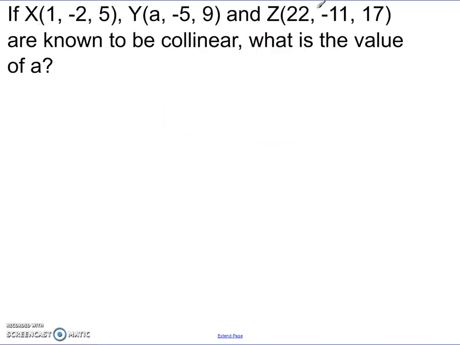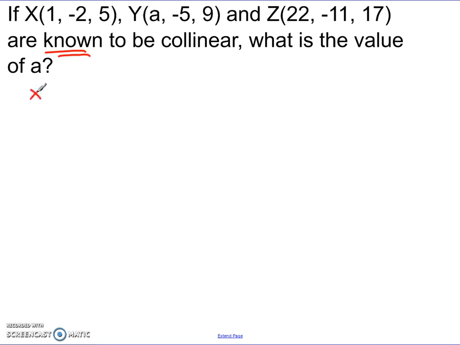Second one, X, Y and Z are known to be collinear. What is the value of A? Well, the key thing here is they're known to be collinear. So if I take any pair of the vectors, they're scalar multiples of each other. I have to include this Y in it though. It's the one I want to find. I want to find out what the value of this A is.